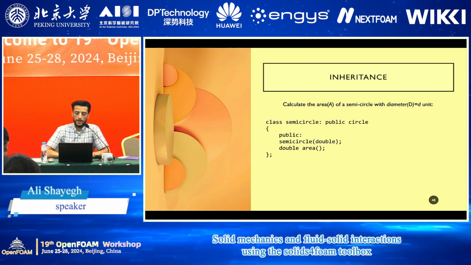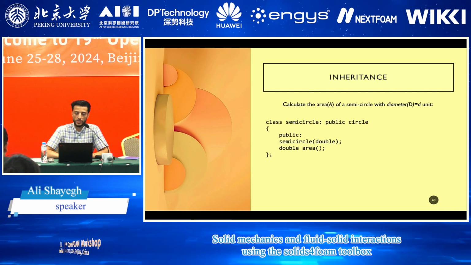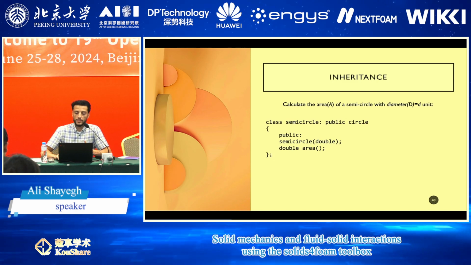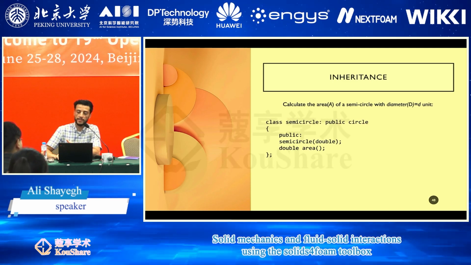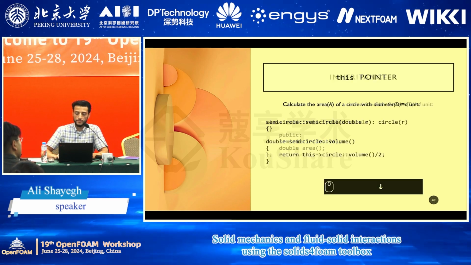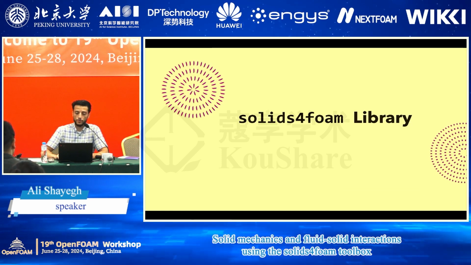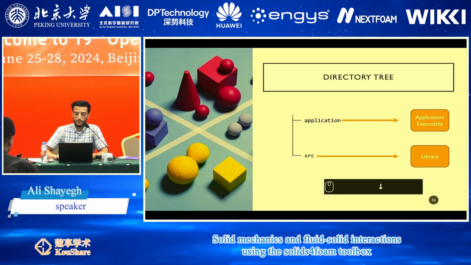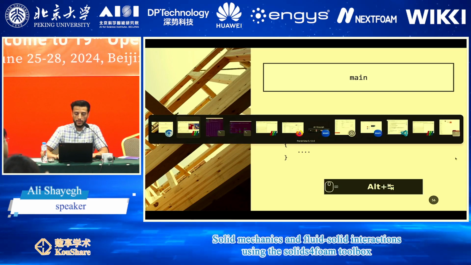So having the idea in mind, this happens a lot in computations as well. Just to give you an idea, this idea is called inheritance, and the way it is implemented, a very simple scenario is shown in this slide, where you create a semicircle class from a parent class which is circle. So what does all of these things have to do with solids4foam? I will tell you in a second.